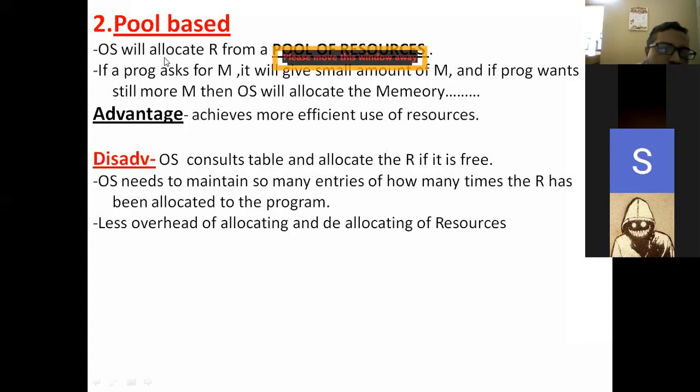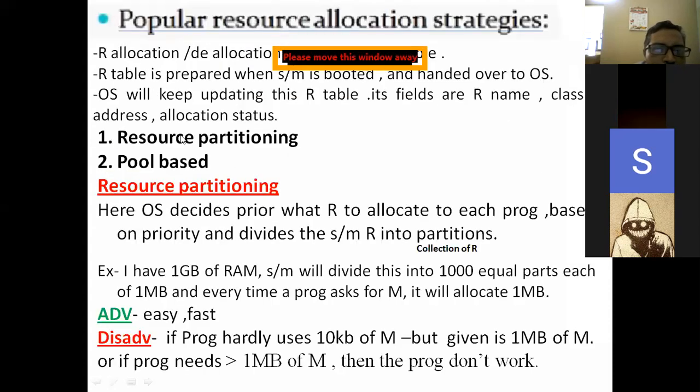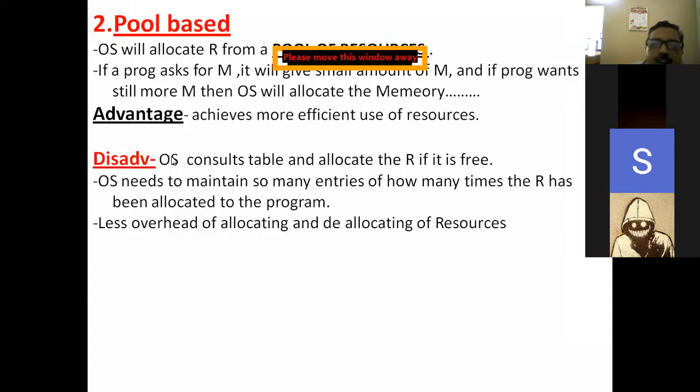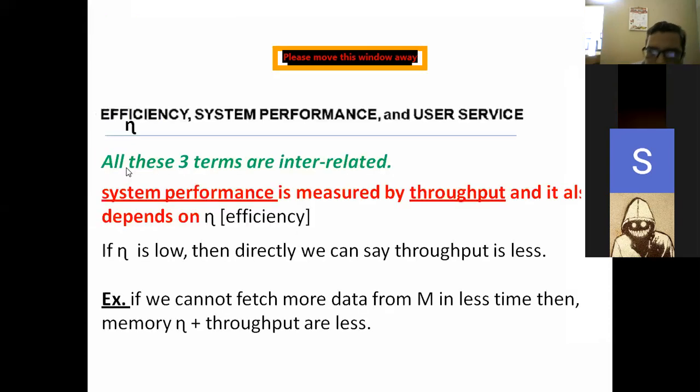So we have these points for pool-based resource allocation, and earlier we have seen resource partitioning. From an examination point of view, this question has been asked in the previous 17 series examination. Hence, you can observe these two types of widely used resource allocation strategies. One is resource partitioning, where we have a collection of resources and we can divide the resources among n number of processes. And the second one is pool-based resource allocation, along with the advantages and disadvantages.